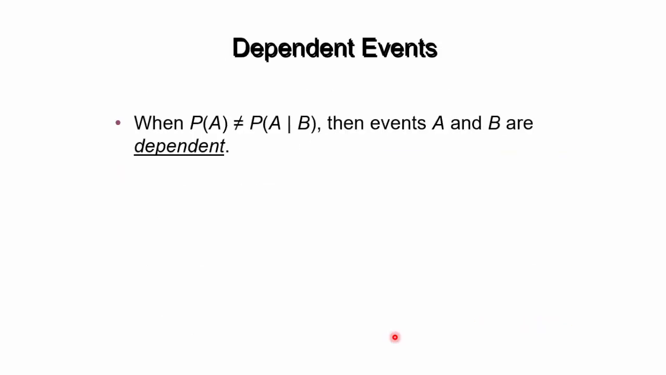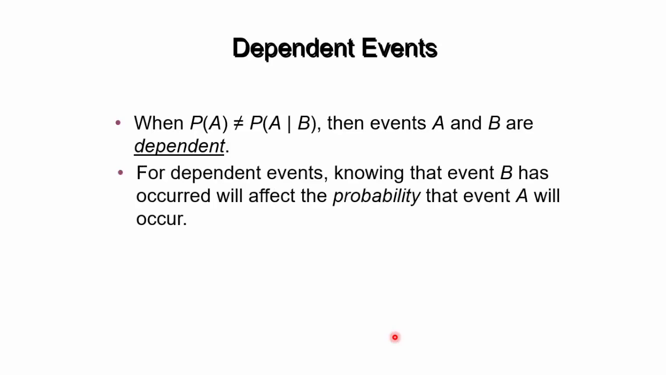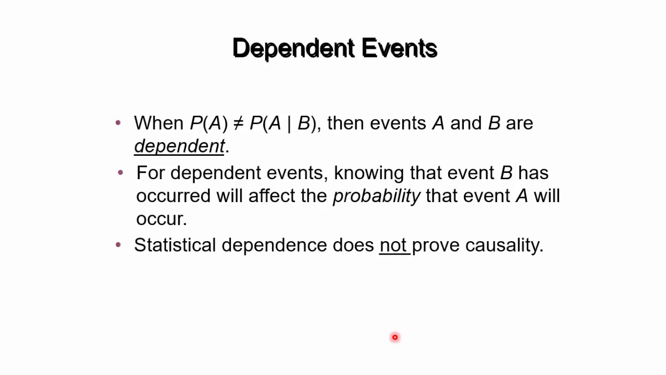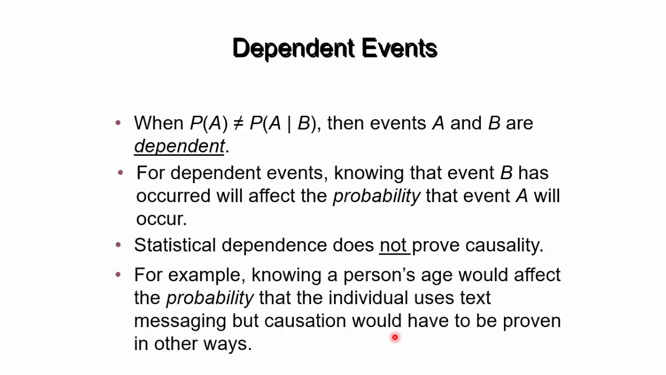Dependent events are when P of A is not the same as P of A given B, which means there is an influence of the probability of B on the probability of A happening, given B has already happened. So for dependent events, we need to know whether the event B has happened, or will it affect the probability of another event A if it would happen. Of course, when there is statistical dependence, it does not mean there is causality. For example, you could know a person's age and would be able to estimate the probability that the person uses text messages. But this does not prove that age and texting are related.